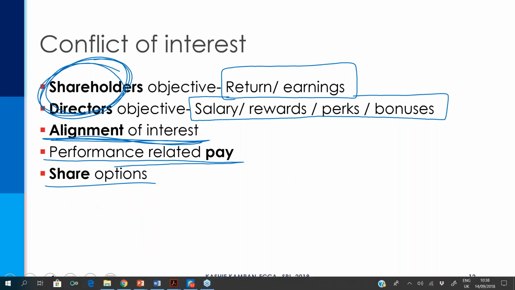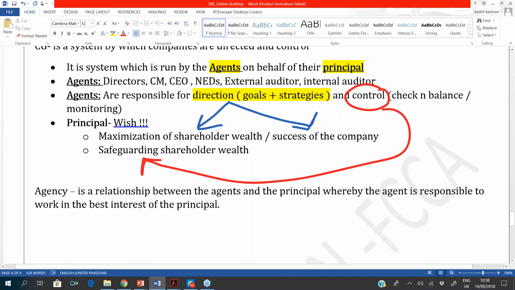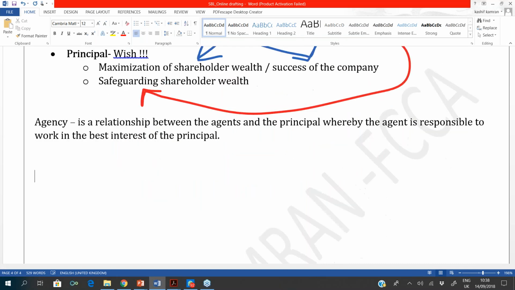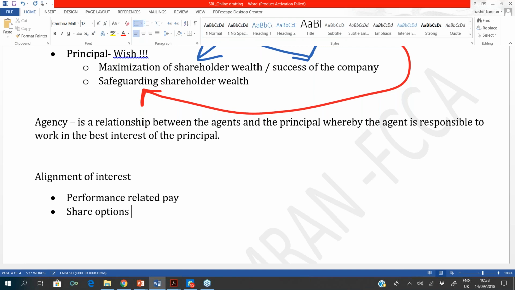So let me go back to the Word file and start something down, agency. And under agency, we're starting another topic known as conflict of interest. Sorry, not conflict of interest, alignment of interest. Now, there are some suggestions for alignment. One of the suggestions is performance related pay, and the other is share options.